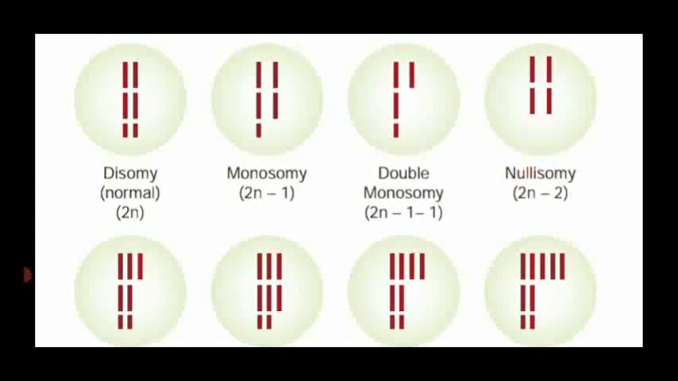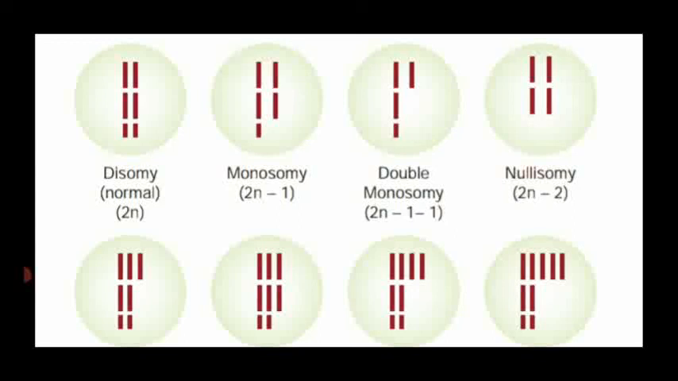Dear students, this is the diagram showing trisomy, disomy, tetrasomy, pentasomy, monosomy and nullisomy. First one, disomy. Disomy means the normal number of chromosomes. Every organism having a diploid set of chromosomes is said to be disomy. Di means two. An equal pair of chromosomes present in the nucleus is said to be disomy.